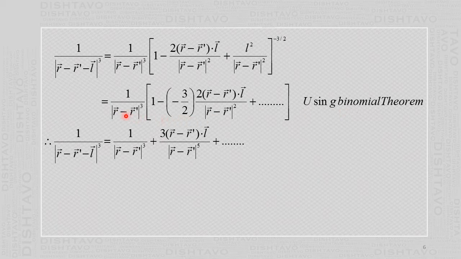Then you take this inside. So when this goes inside, 1 minus modulus of r minus r dash cube. Then minus minus plus, and 2 cancels, so 3 remains there. So (r minus r dash) dot l divided by this cube, and this square is pi. So modulus of r minus r dash raised to 5, plus higher terms.